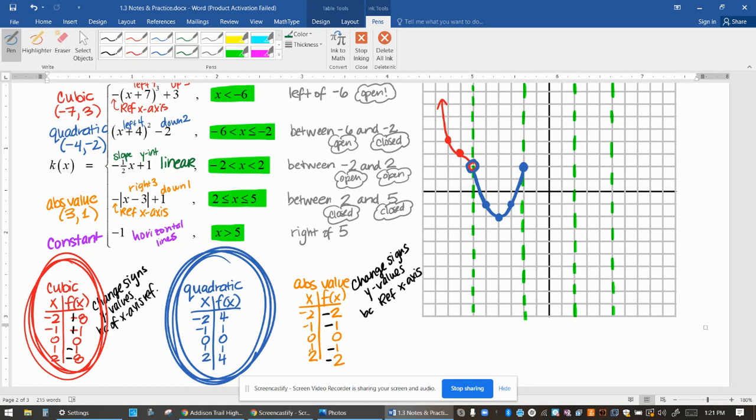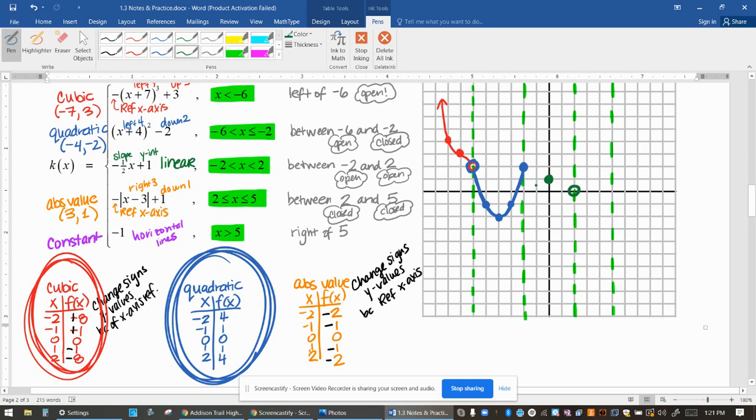For the linear function, I need ordered pairs between -2 and 2. But when you're graphing lines, you always start on the y-axis with the y-intercept. So the y-intercept is 1. The slope is down 1 over 2. Remember we had said that if it lands on -2 or 2 on the x-axis, those x values, -2 and 2, it has to be open. So I'm going to go ahead and put open here.